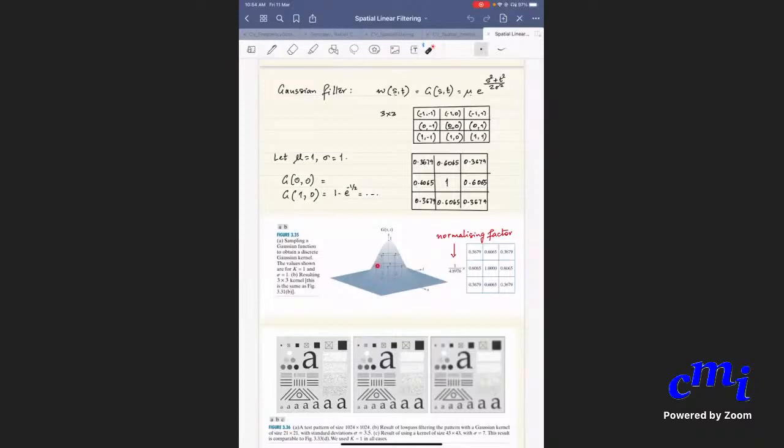At these coordinates, you are sampling the surface of the Gaussian. And exactly the values on the surface that you get by sampling are the entries of this Gaussian filter. So for example, when mu is 1 and sigma is 1, then at 0, 0, the value of the Gaussian is 1. And that is why here we have 1 at the 0, 0 position. Then position 0, 1 is whatever the value is on this.